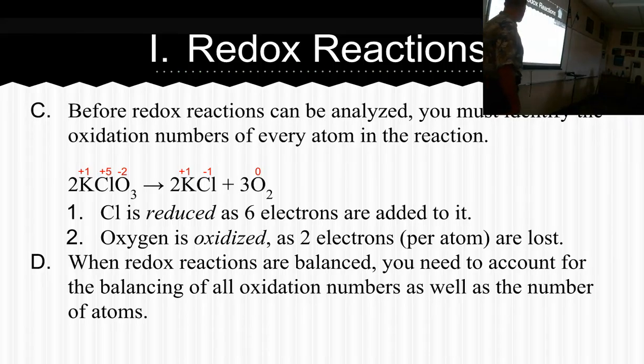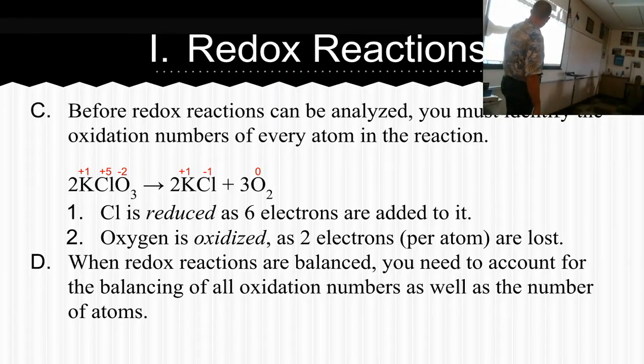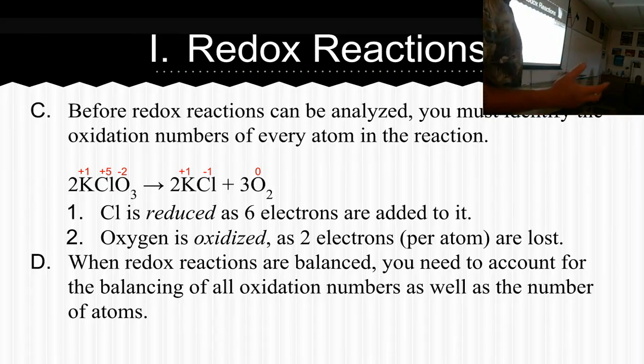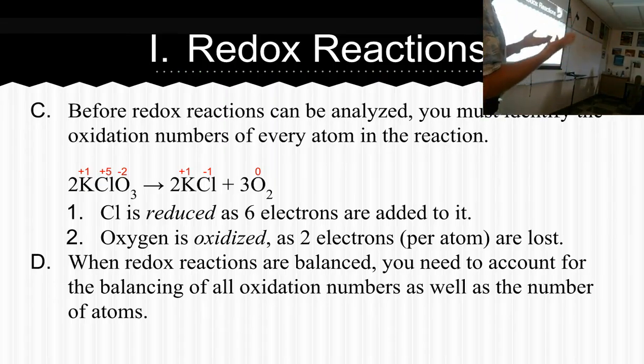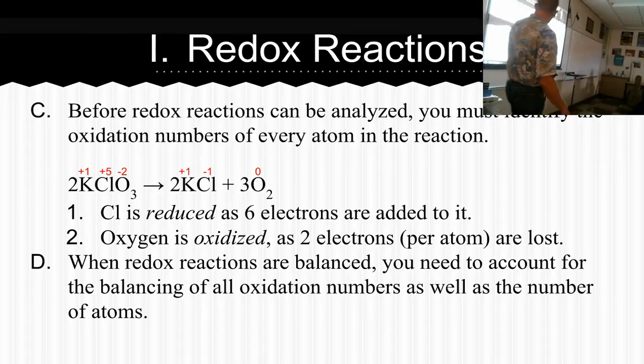Potassium's +1, oxygen is -2. Potassium +1 again, chlorine -1. Now, first group elements are always +1. So if you have a +1 and something that balanced to 0, well then that's -1. +1 minus 1 equals 0. So here chlorine went from +5 to -1.